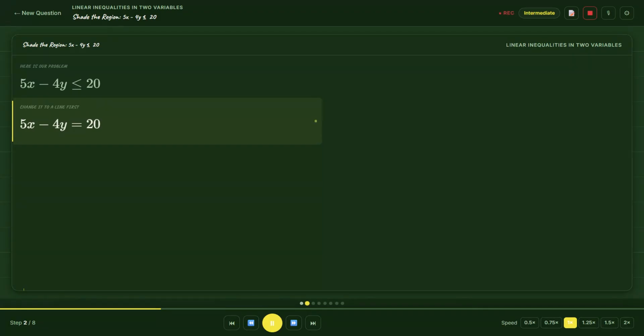First, let's change that less than or equal to sign into an equals sign. This gives us a straight line. We will draw this line first and then figure out which side to shade.